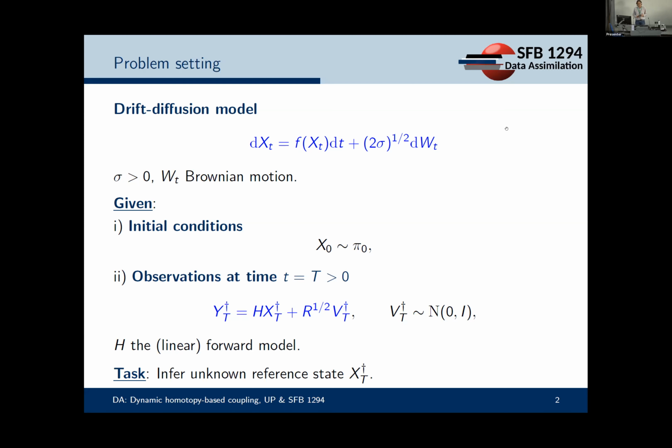The goal, of course, is to infer the reference state, which I denote by dagger. So dagger is the truth, the true state of the atmosphere, and Y dagger is the thing you observe. That's the setting, exactly the same as in Dan's talk. And we want to do Monte Carlo type implementations, ensemble-based methods, for such scenarios.